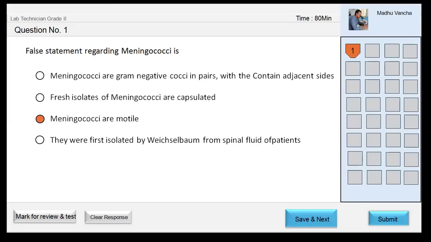So remember one point, all cocci are non-motile, like gram-positive cocci and gram-negative cocci. Cocci don't possess flagella, so that's why they are non-motile. So meningococci is non-motile, it is not motile.